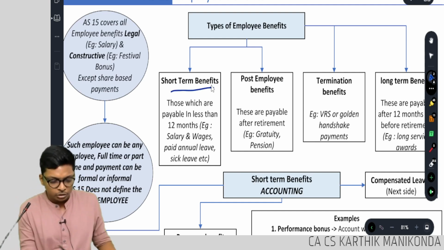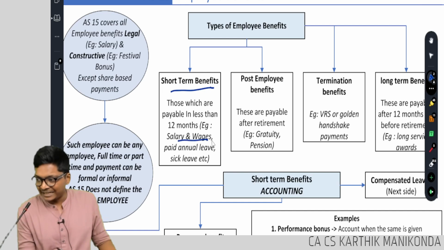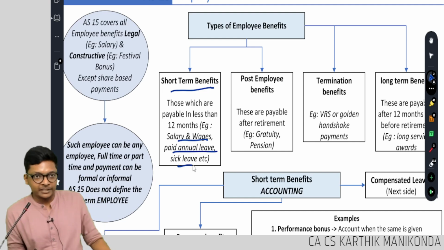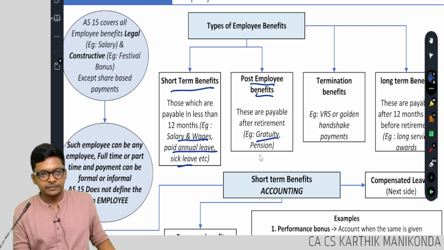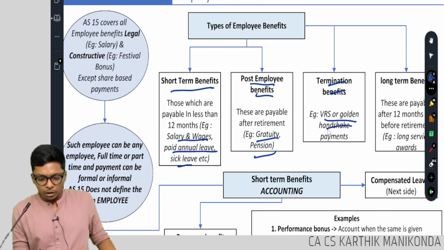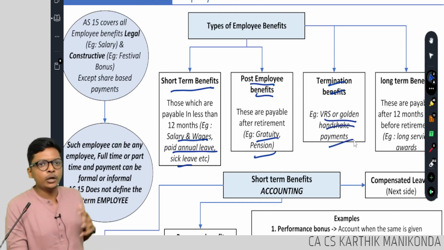One is short-term benefits. Example, salary and wages, paid annual leave, sick leave, all of that. Okay. Post-employment benefits. After you leave: gratuity, pension, termination, VRS or golden handshake payments. What do you mean by golden?